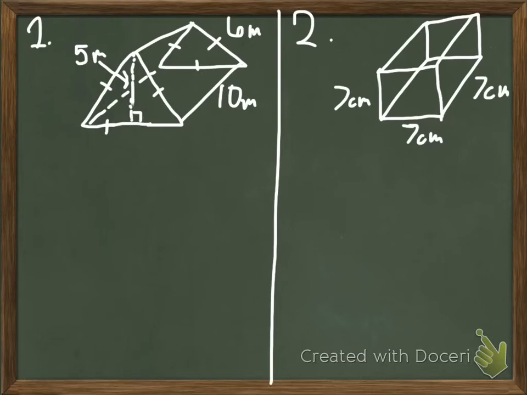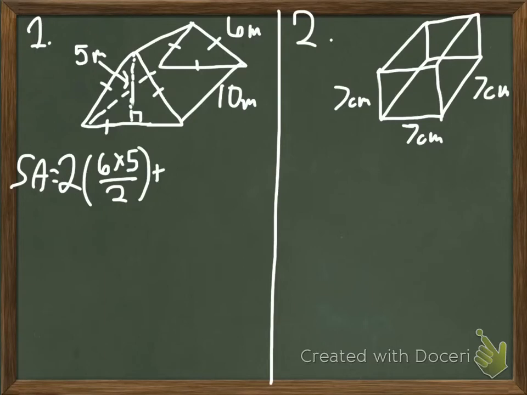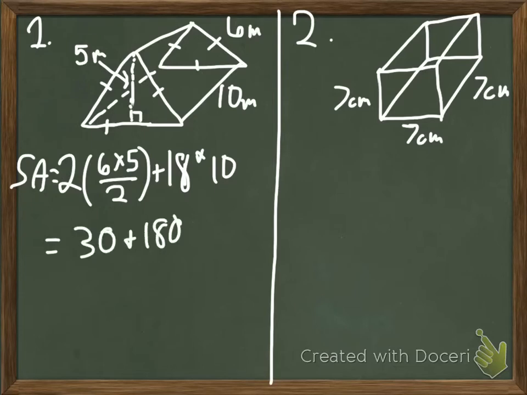Alright, so this triangular prism. My surface area is going to be 2 times the area of my base, and it looks like it's got a 6 by 5 divided by 2, plus the perimeter, and since they're equilateral triangles, it's 18 times 10, which is the height. So we do some simplifying. We get 30 plus 180, which is 210 meters squared.